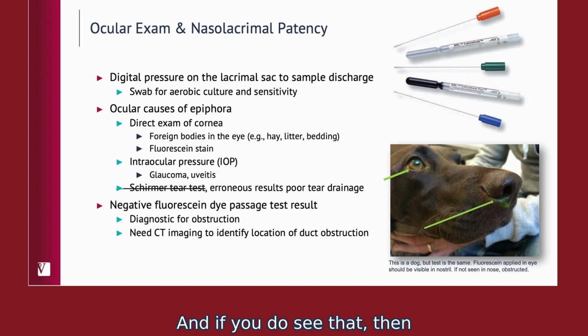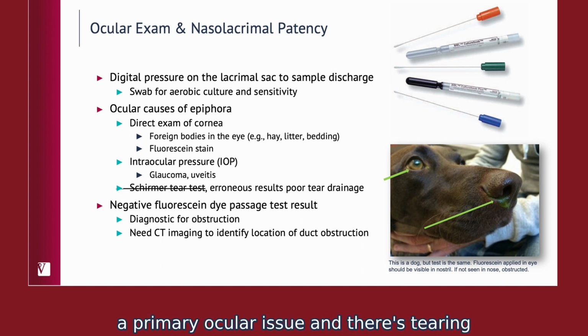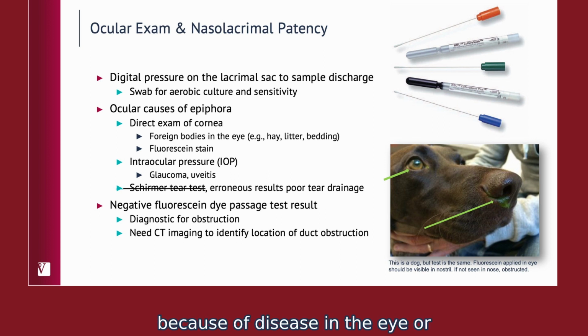And if you do see that, then you know that the nasolacrimal duct is actually patent. If you don't see that, then you know it's either narrowed or completely occluded. This is the best diagnostic for knowing if you have a true nasolacrimal duct issue, or if maybe you have a primary ocular issue and there's tearing because of disease in the eye, or because the tears cannot flow out to the nose. So after I pop in the fluorescein stain, I put slight pressure on the puncta, near the medial canthus, to see if there's any sort of discharge that's going to come out of there. Any fluid or anything that comes out of that area.